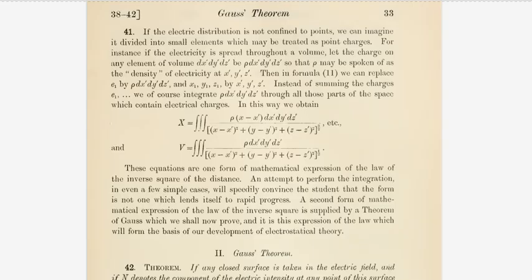A second form of mathematical expression of the law of the inverse square is supplied by a theorem of Gauss, which we shall now prove.